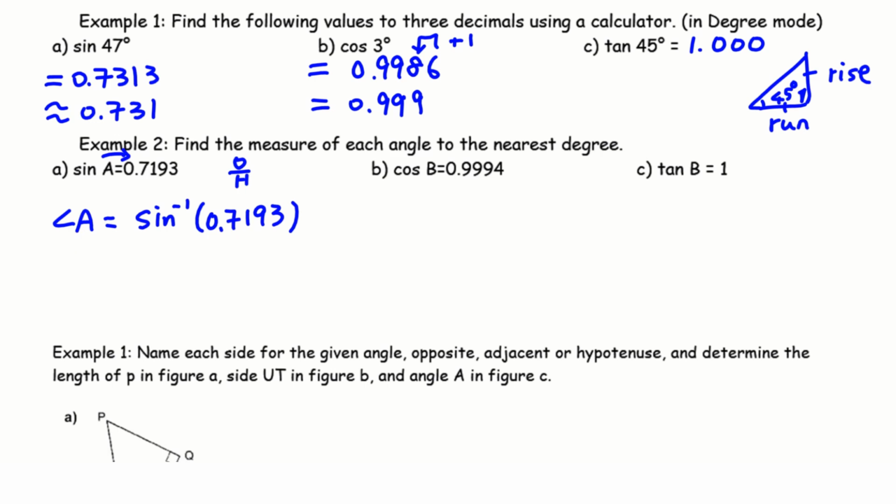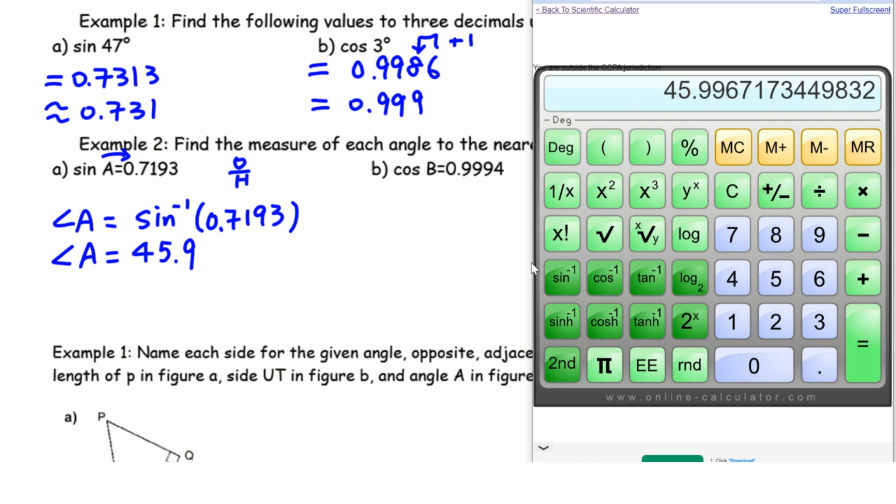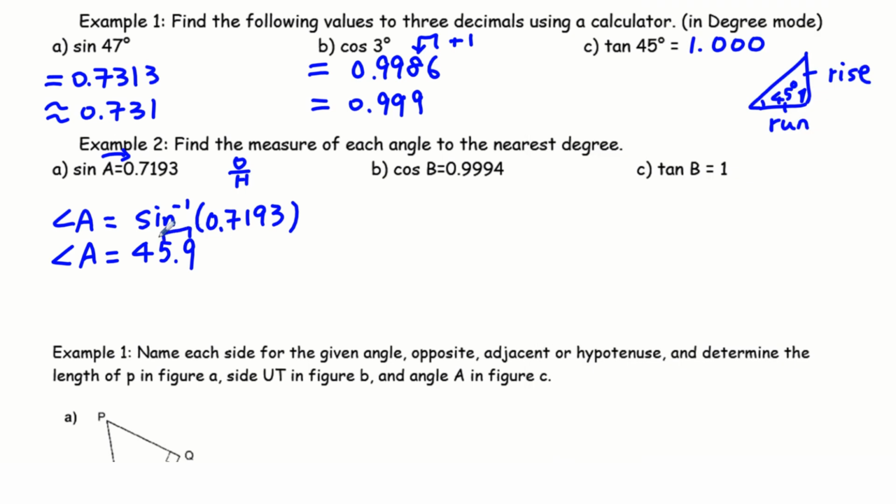And this question asks you to round it to the nearest degree. So angle A equals 45.9. Nearest degree means no decimals. So we just read from left to right up to the 1 decimal place. Then because the next digit after the whole number is 9, we are going to add 1. So rounding to the nearest degree gives you 46 degrees.